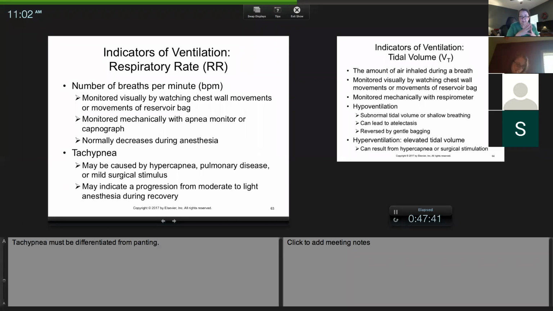But hypercapnia is, for some reason, they're retaining CO2. Now, it can be that your soda lime, the little canister that gets rid of CO2, can be expired, and it can be that they're inhaling CO2. But remember, that would be abnormal too.